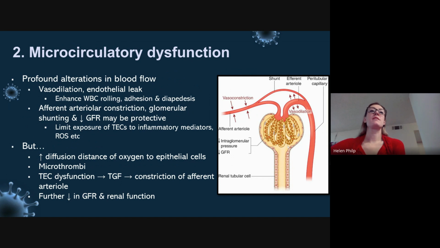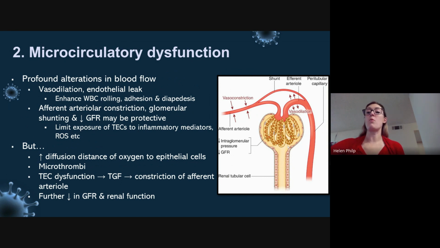And then, as this is happening all over the body, there's vasodilation and endothelial leak. That allows white blood cells to leave the circulation and get to the site of infection. But at the same time, all of that interstitial edema means that it's harder and harder to get oxygen to the epithelial cells.